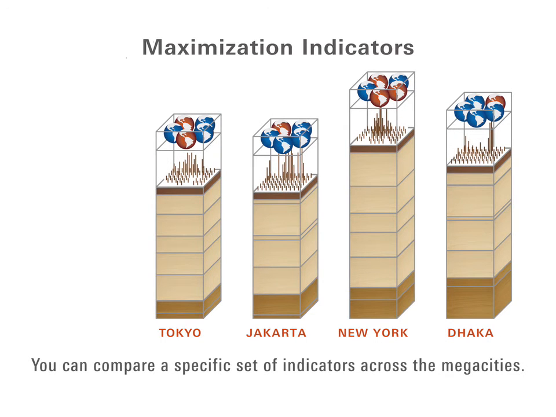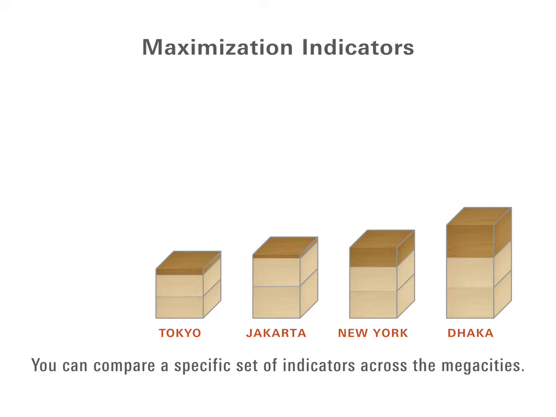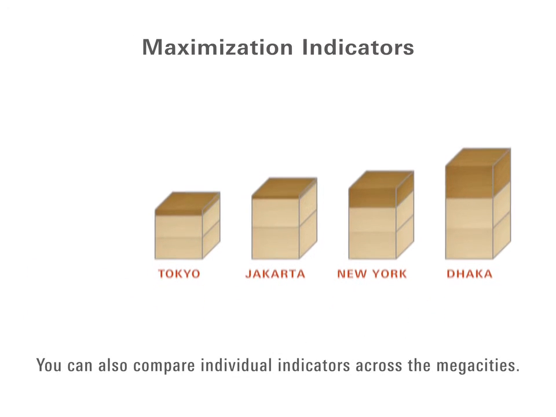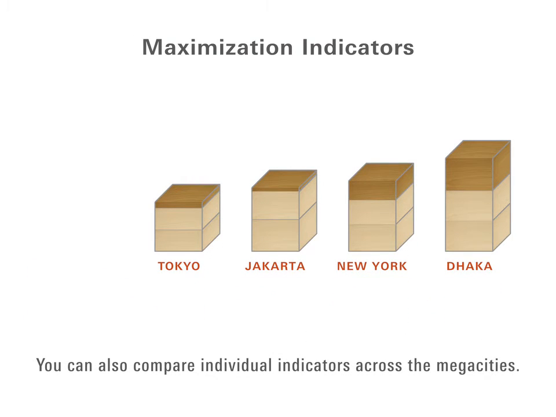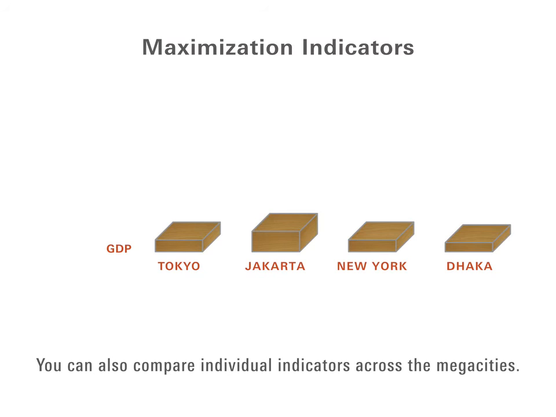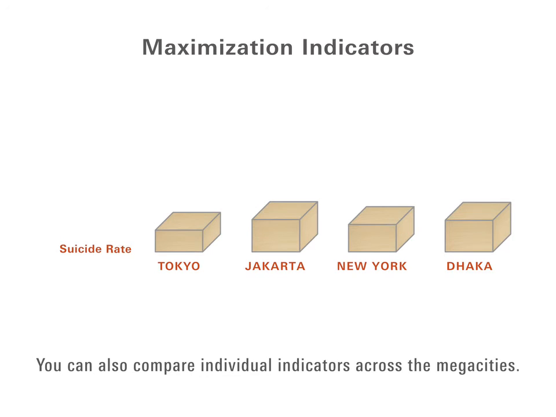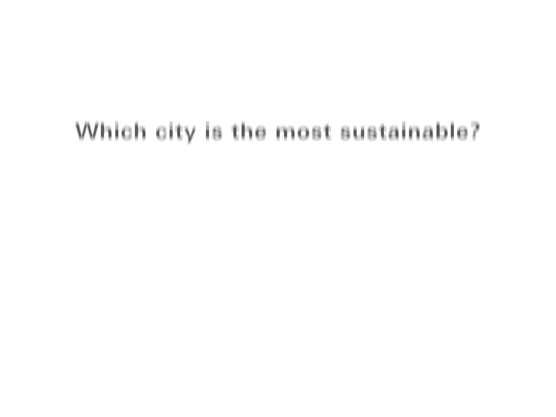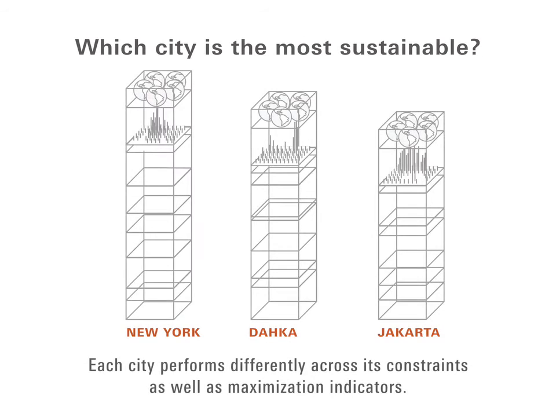You can compare a specific set of indicators across the megacities. You can also compare individual indicators across the megacities. For example, GDP, suicide rate, and health service. Which city is the most sustainable? Each city performs differently across its constraints as well as maximization indicators.